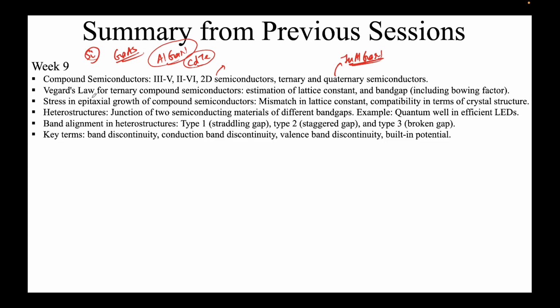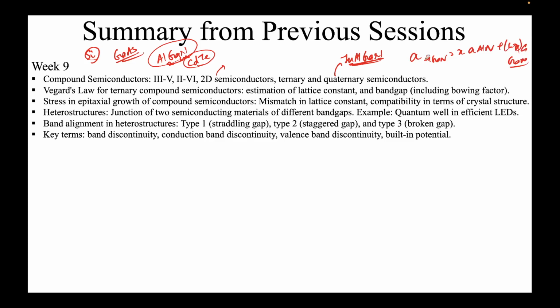We saw something called Vegard's law, which is just this. For instance, if it's AlxGa1-xN, then the lattice constant for this would be x times the lattice constant of aluminium nitride plus 1 minus x times the lattice constant of gallium nitride. This is Vegard's law.